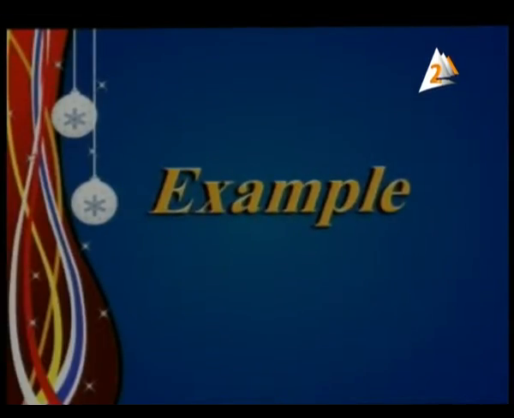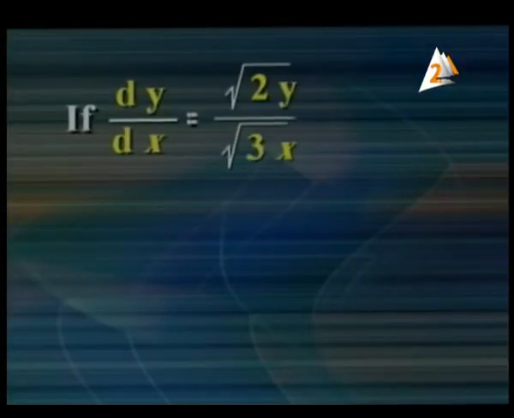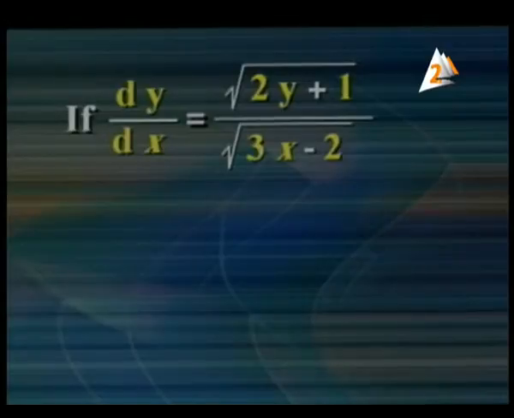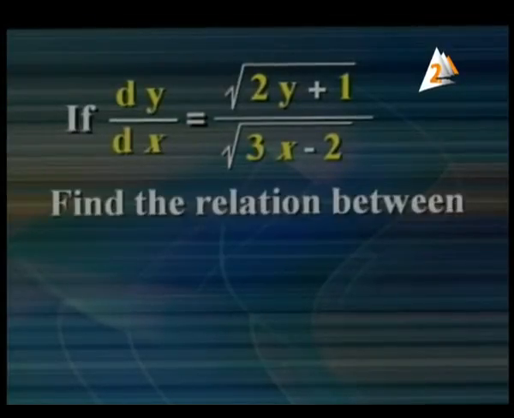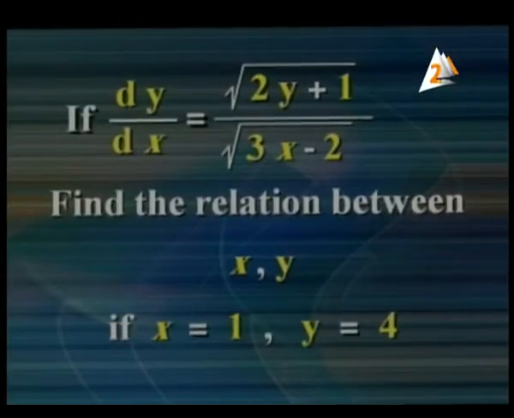Dear student, look at another example. If dy over dx equals square root of (2y plus 1) over square root of (3x minus 2), find the relation between x and y if x equals 1 and y equals 4. Remember, dear student, we have dy over dx, the differentiation, equals two functions. The first function in the numerator is square root of 2y plus 1. The second function in the denominator is square root of 3x minus 2. What do you want? Find the relation between x and y when x equals 1 and y equals 4.